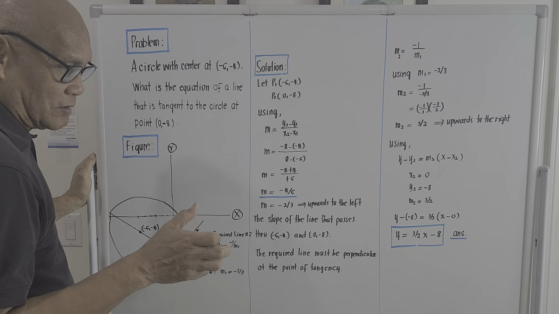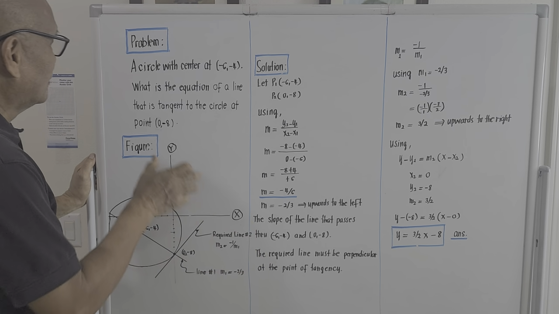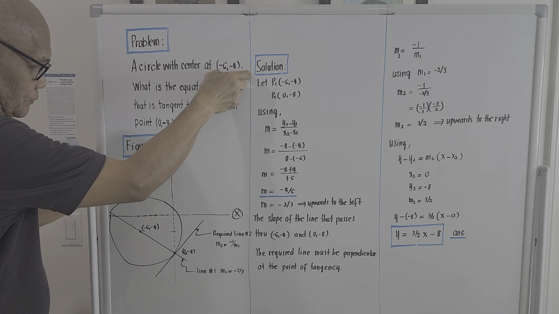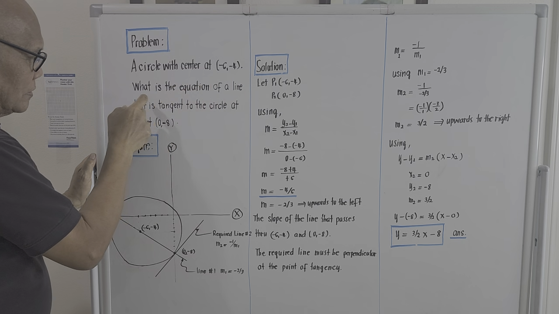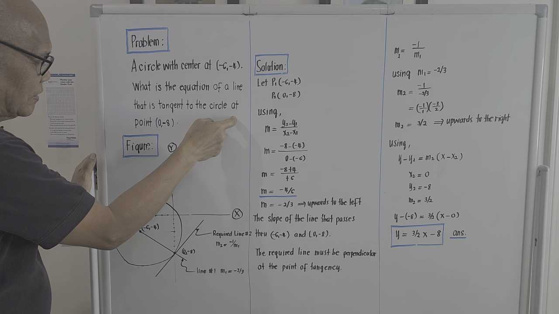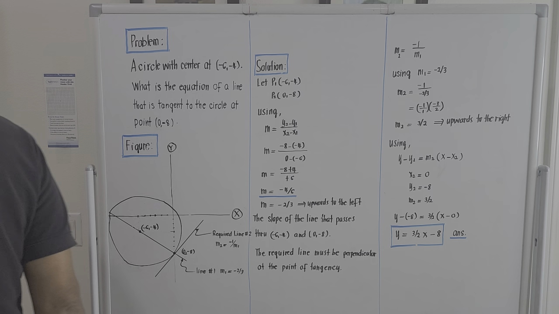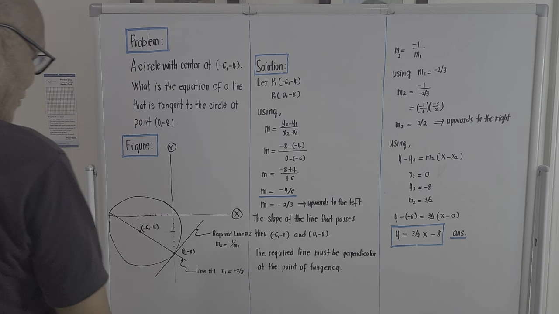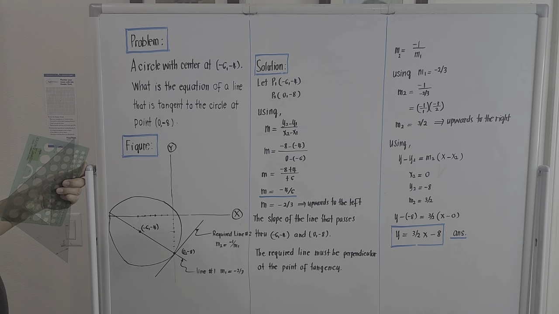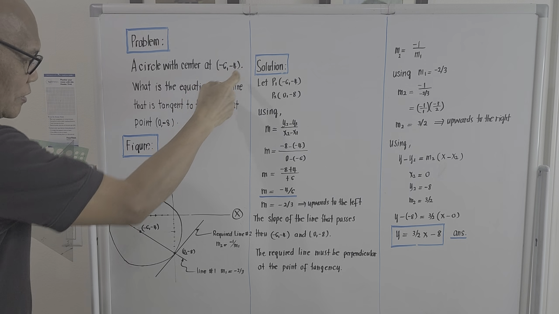Okay, this is a problem on finding the equation of a line. A circle with center at -6 and -4. What is the equation of a line that is tangent to the circle at the point 0 and -8? To visualize the problem, we must first graph the circle. And the center of the circle is actually at the location -6 and -4.